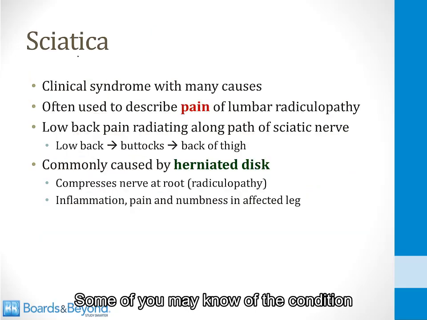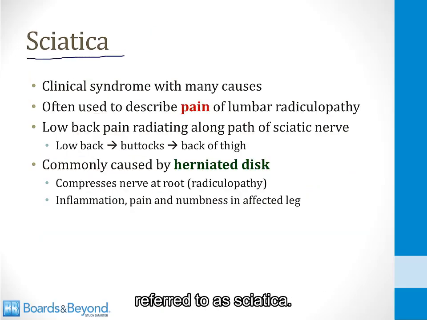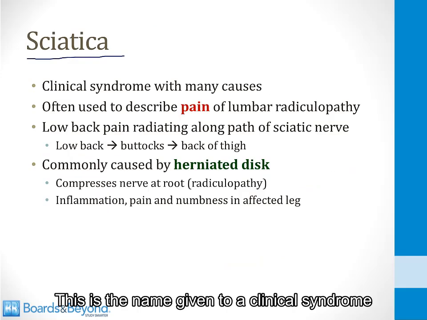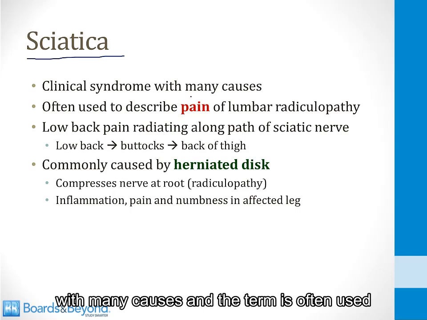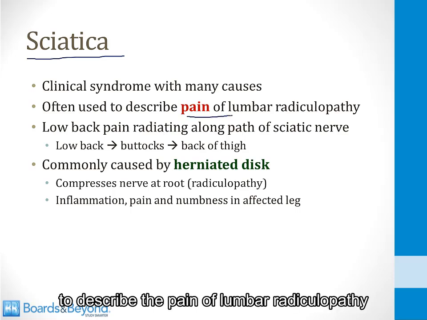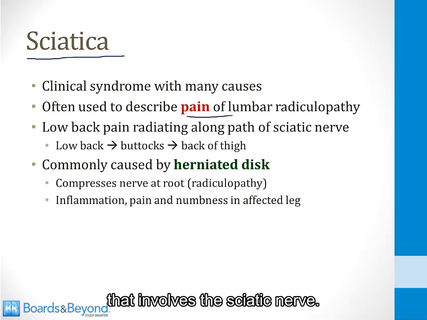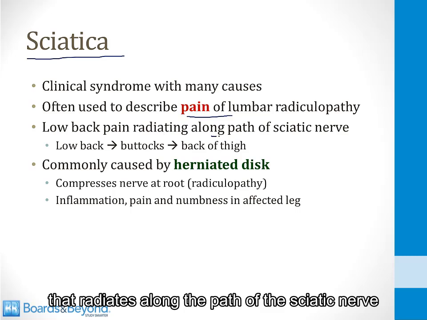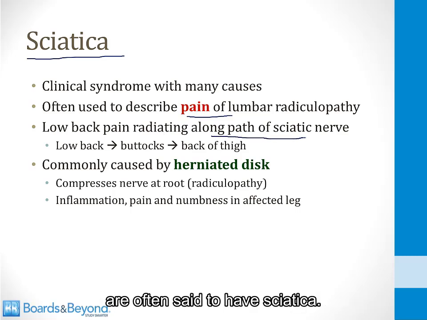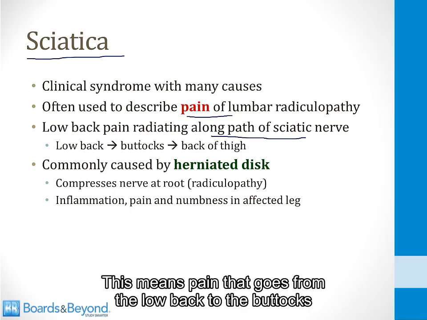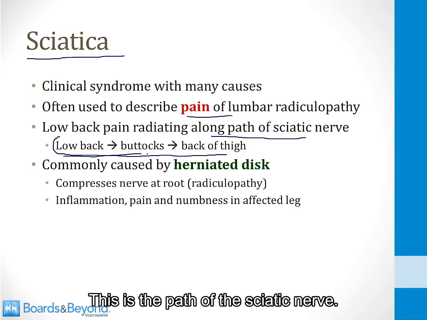Some of you may know of the condition referred to as sciatica. This is the name given to a clinical syndrome with many causes, and the term is often used to describe the pain of lumbar radiculopathy that involves the sciatic nerve. So patients who have low back pain that radiates along the path of the sciatic nerve are often said to have sciatica. This means pain that goes from the low back to the buttocks to the back of the thigh. This is the path of the sciatic nerve.